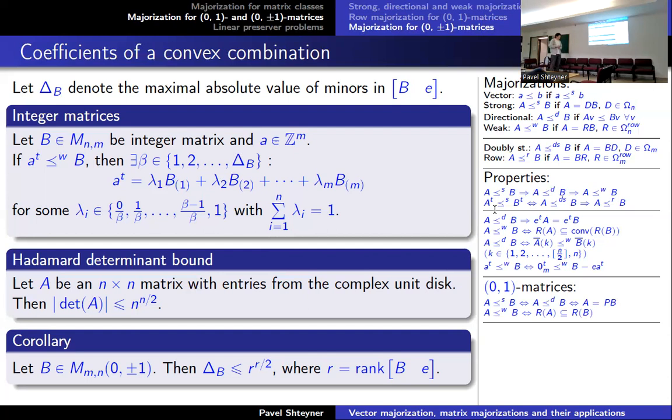So if you consider 0, plus or minus 1 matrices, you can say even more: you can substitute m by the rank of this matrix. You don't need the size of the matrix; you need only its rank. The bound takes the order of the rank.